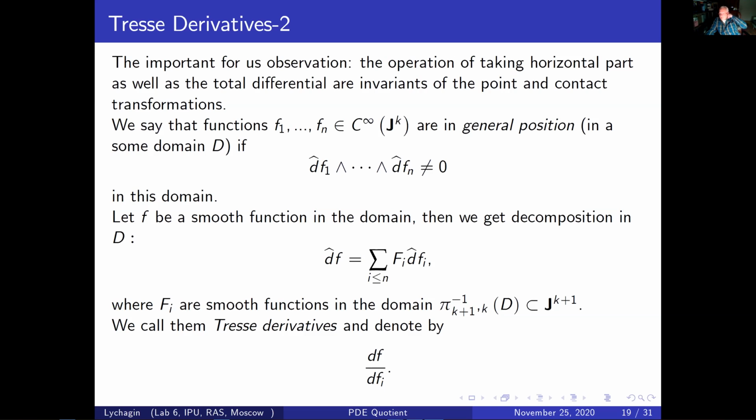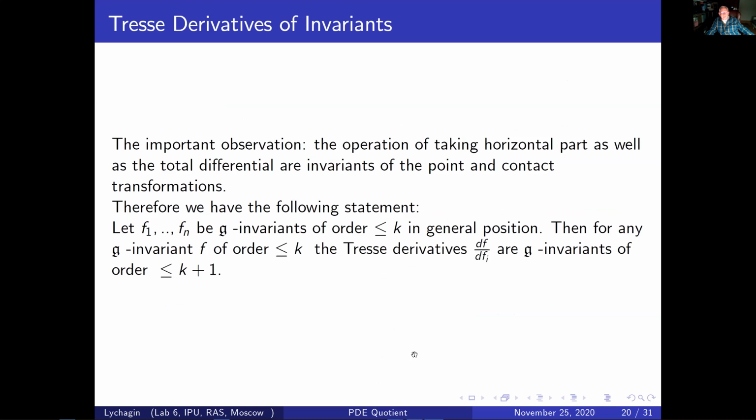This is a big difference between the algebraic theory of invariants and the differential theory of invariants. In the algebraic theory, we take only elementary algebraic operations on invariants, and they do not extend the set of invariants. But now these Tresse derivatives give us really new invariants after differentiation. So this is what I just said.